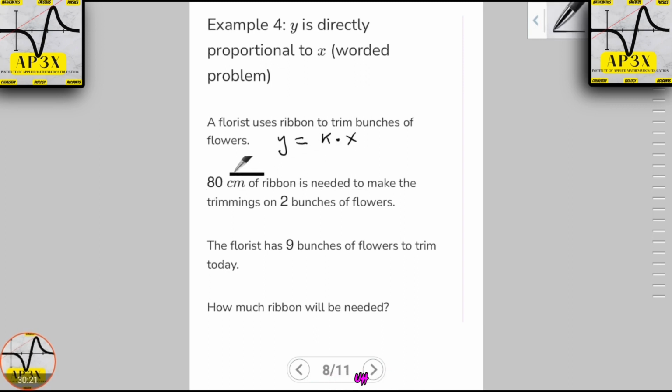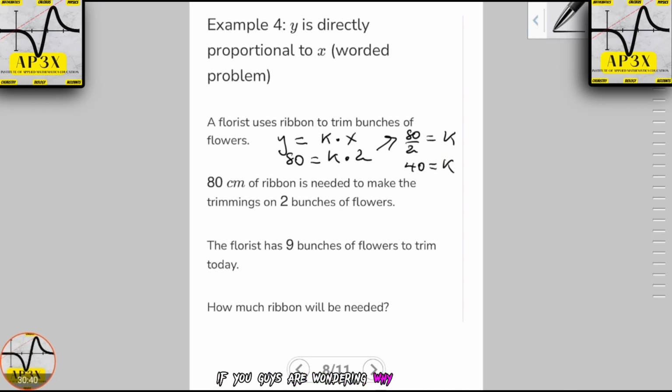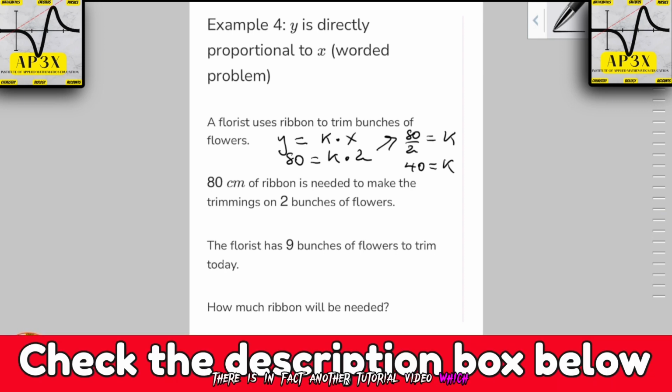Alright then, 80 centimeters, so that's 80 is equal to k, which is unknown, and the bunches of flowers is 2. So if we divide both sides by 2, 80 divided by 2 gives us k. The constant of proportionality here is 40. Hopefully you guys got that. If you guys are wondering why I'm moving so fast, there is in fact another tutorial video in which I went very slow in teaching you these application concepts. So we're just speeding up a little bit here, ensuring that we run through all these practice questions.